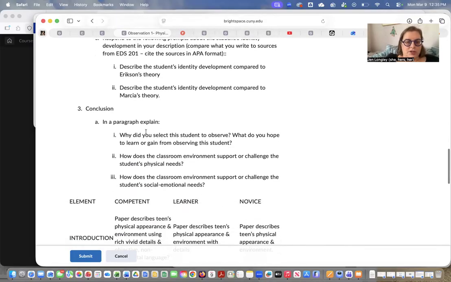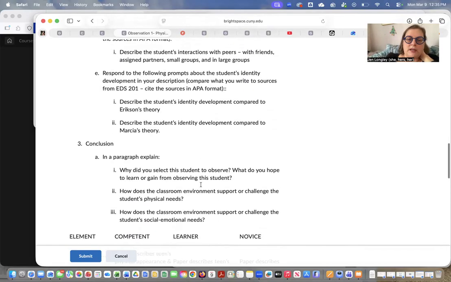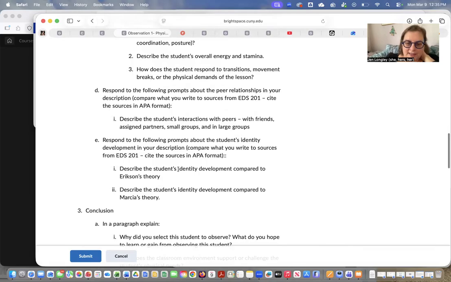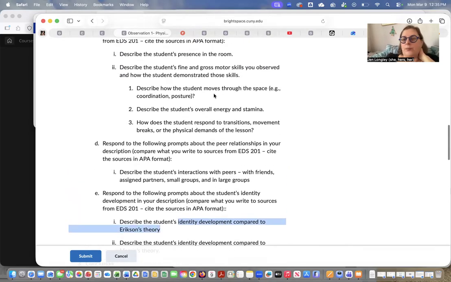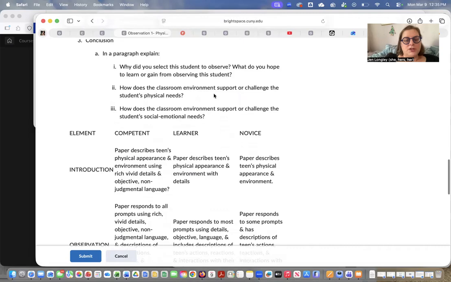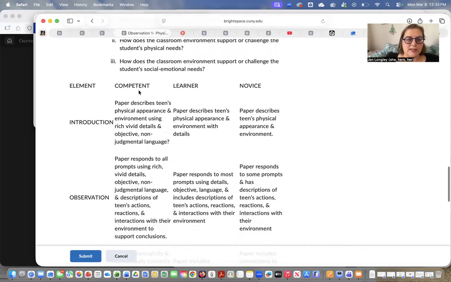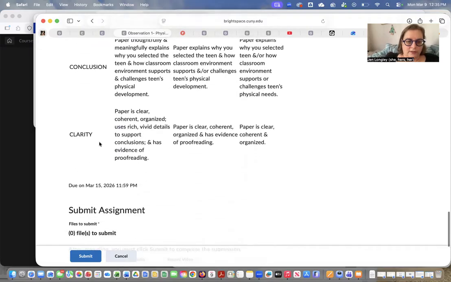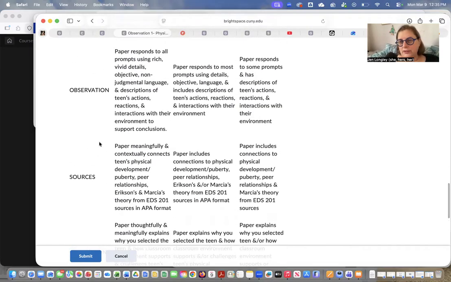And then the conclusion. Why did you select this student? What do you hope to learn? You already answered that, but tell me again. How does the classroom environment support or challenge the student's physical needs? And how does the classroom environment support or challenge the student's social emotional needs? What do I mean by social emotional? I mean identity development, and I mean their peer relationships. So again, an essay, 2 to 3 pages. This is how it will be scored, and this is going to contribute to your analysis of adolescent development paper.